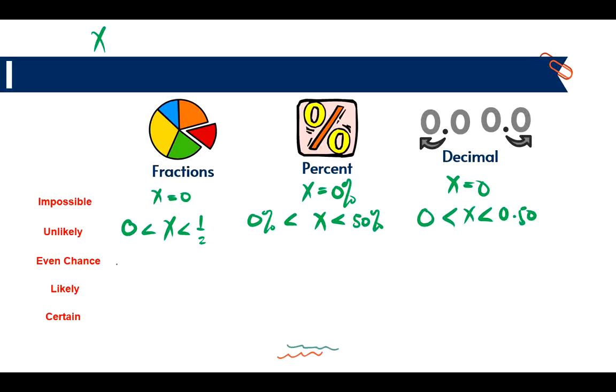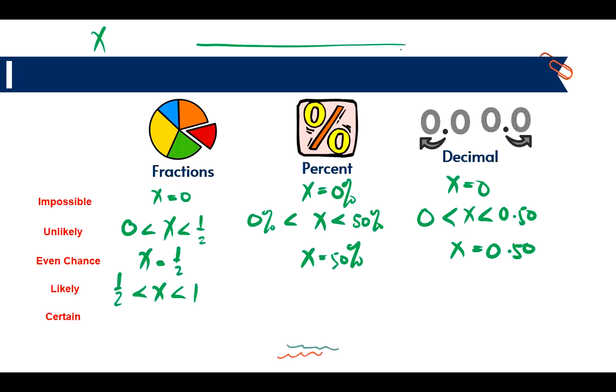Okay? For even chance, class, our x is equal to 1/2. As a percent, 50%. As a decimal, x is equal to 0.50 or 0.5. For likely, as a fraction, our x should be less than 1 but greater than 1/2.